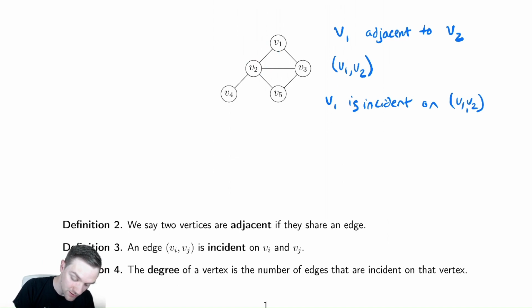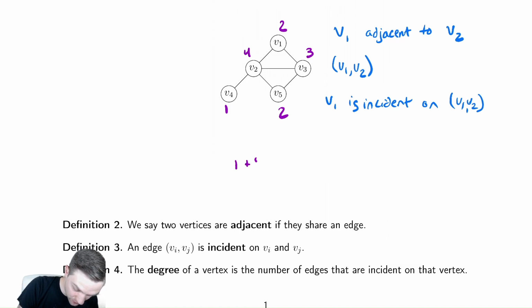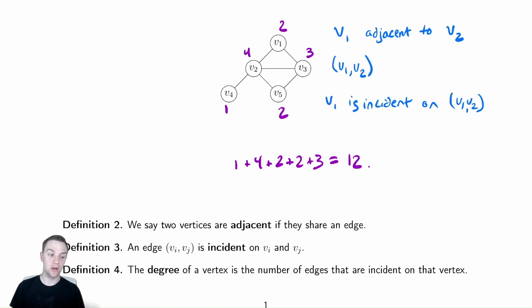Let's quickly denote the degrees. I'll do that in purple here. The degree of V1, well, there are 2 edges incident on it, so that's a degree of 2. V2 has a degree of 1, 2, 3, 4. V3 has a degree of 3. V4 has a degree of 1, and V5 has a degree of 2. Notice something. If we were to add these up, 1 plus 4 plus 2 plus 2 plus 3, we get 12. The important thing is that's an even number. We'll come back to that a little bit later. We'll have a proof that that is true, but that is a useful thing to observe.